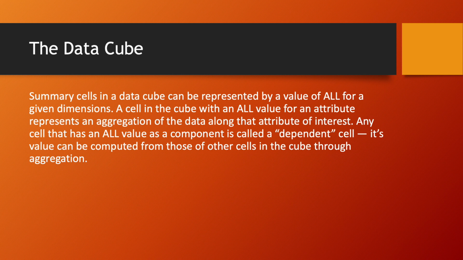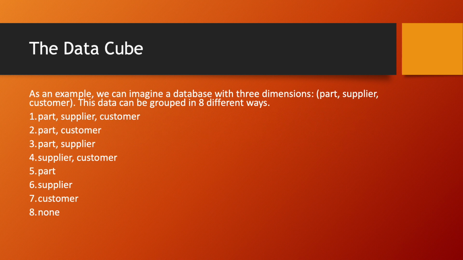Summary cells in a data cube can be represented by a value of all for a given dimension. A cell in the cube with an all value for an attribute represents an aggregation of the data along the attribute of interest. Any cell that has an all value as a component is called a dependent cell. Its value can be computed from those of other cells in the cube through aggregation.